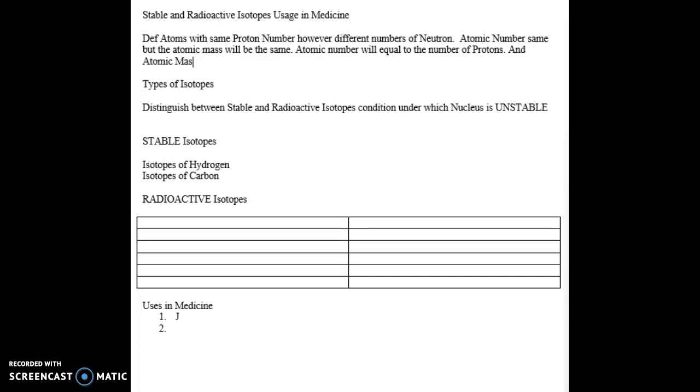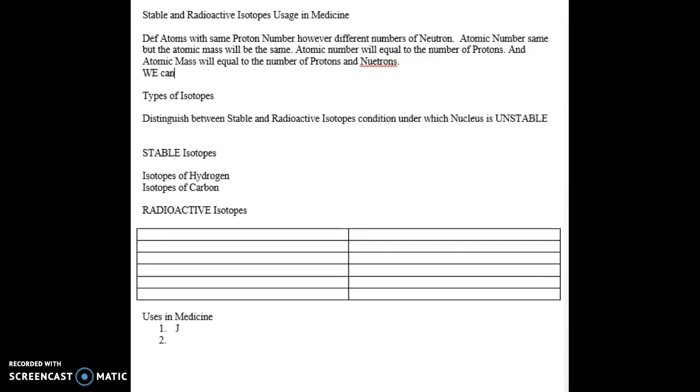And atomic mass will be equal to the sum of protons and neutrons. So therefore we can say that isotopes are elements with the same atomic number but different atomic mass.